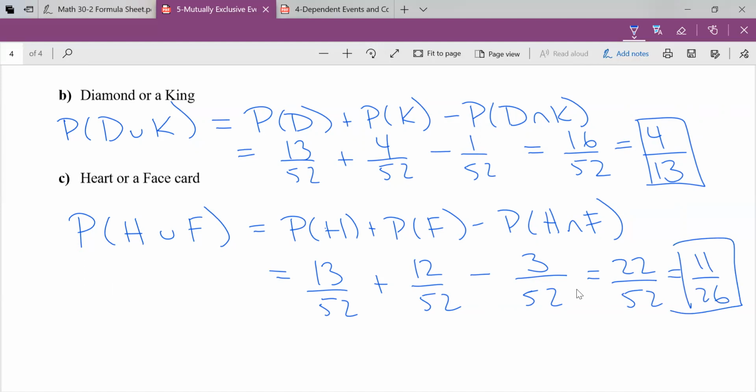Okay, my friends, there it is, your last lesson. Mutually exclusive and not mutually exclusive.